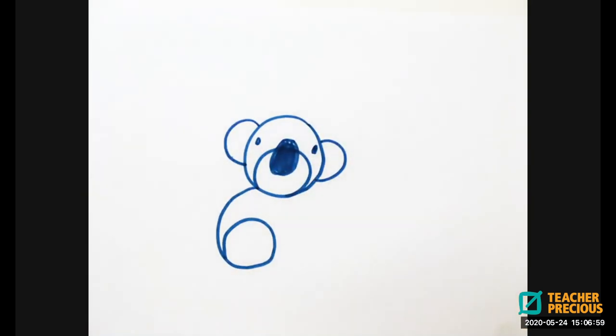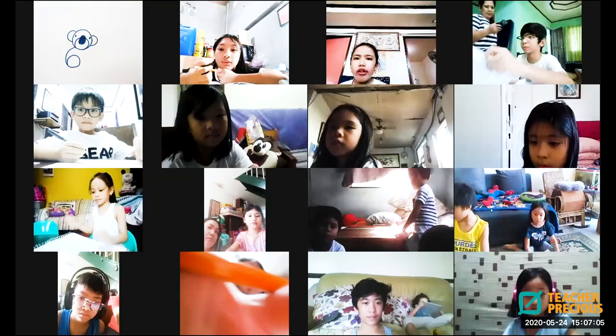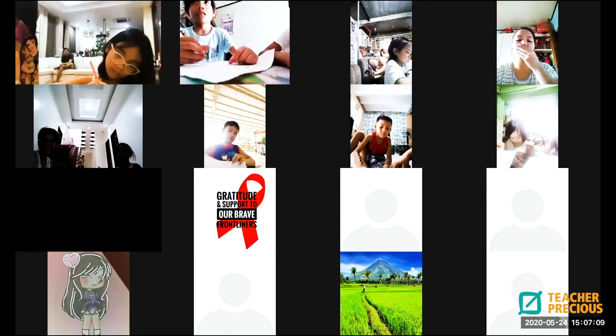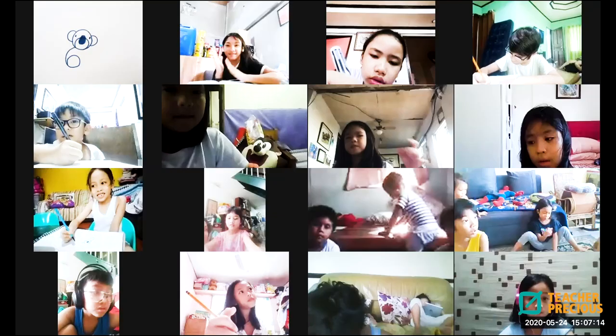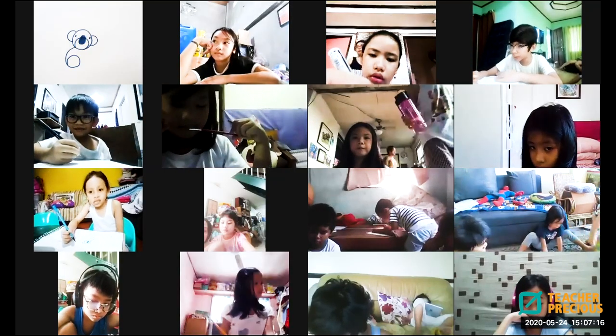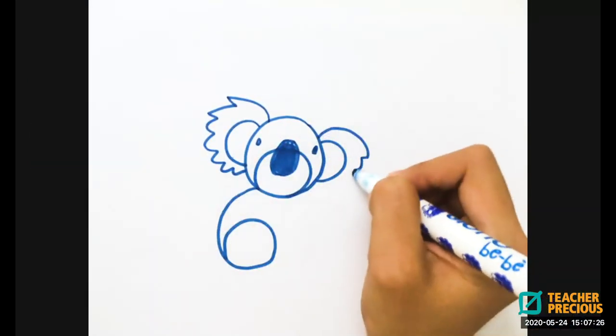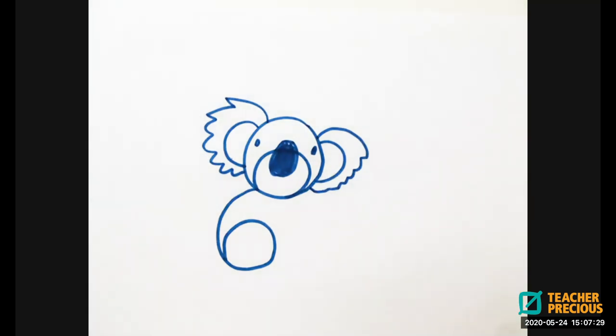What could this be? Koala. Koala? Who said that? Koala. I mean, it lives in the forest. Okay, aside from number 6, I will not do it. Okay, look. Draw a furry hair here. Koala, yes.